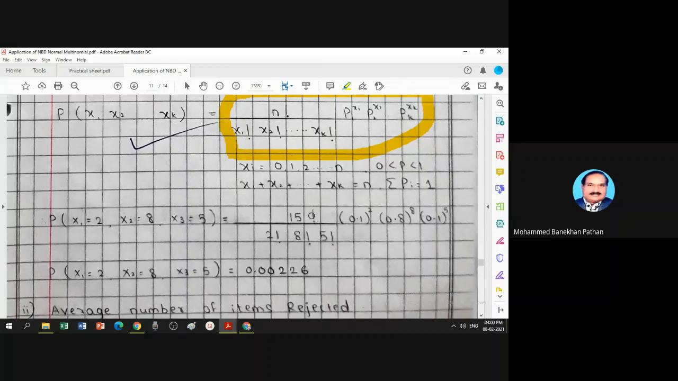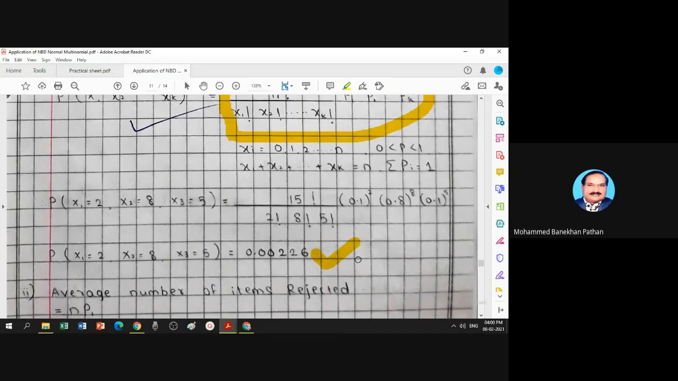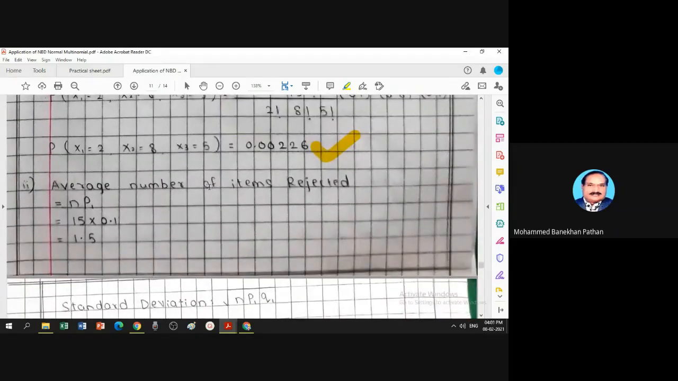15 factorial divided by factorial 2, factorial 8, factorial 5, times first probability raised to x1 which is 2, second probability raised to x2 which is 8, third probability raised to x3 which is 5. By scientific calculator, you simplify this, the answer is this much. Part number 2, average number of items rejected. Now this rejection is for your x1 and average means mean.